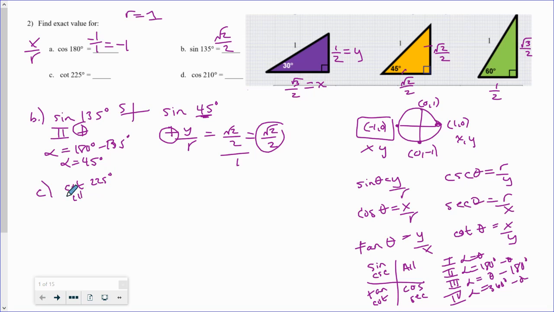I'm in quadrant 3. All Students Take Calculus, or as I say, all squirrels tickle. I know it's positive because cotangent and tangent go together. My alpha is 225 minus 180, so my alpha is 45 degrees again.